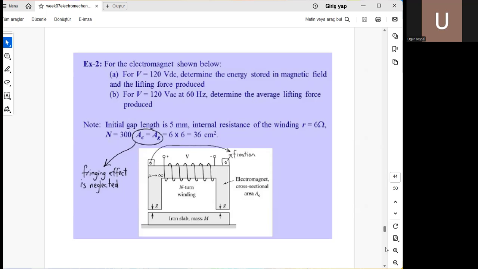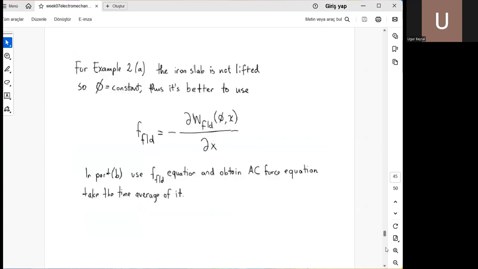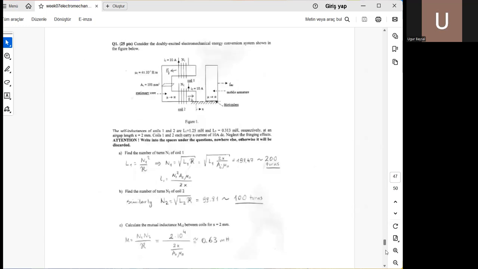The solution is not explicitly stated, but here is a hint to calculate the force associated with this. Since phi is constant, it's better to use the energy relationship. Take the minus of the partial derivative of the energy of the system with respect to x. And in part C, AC force excitation also can be done accordingly.